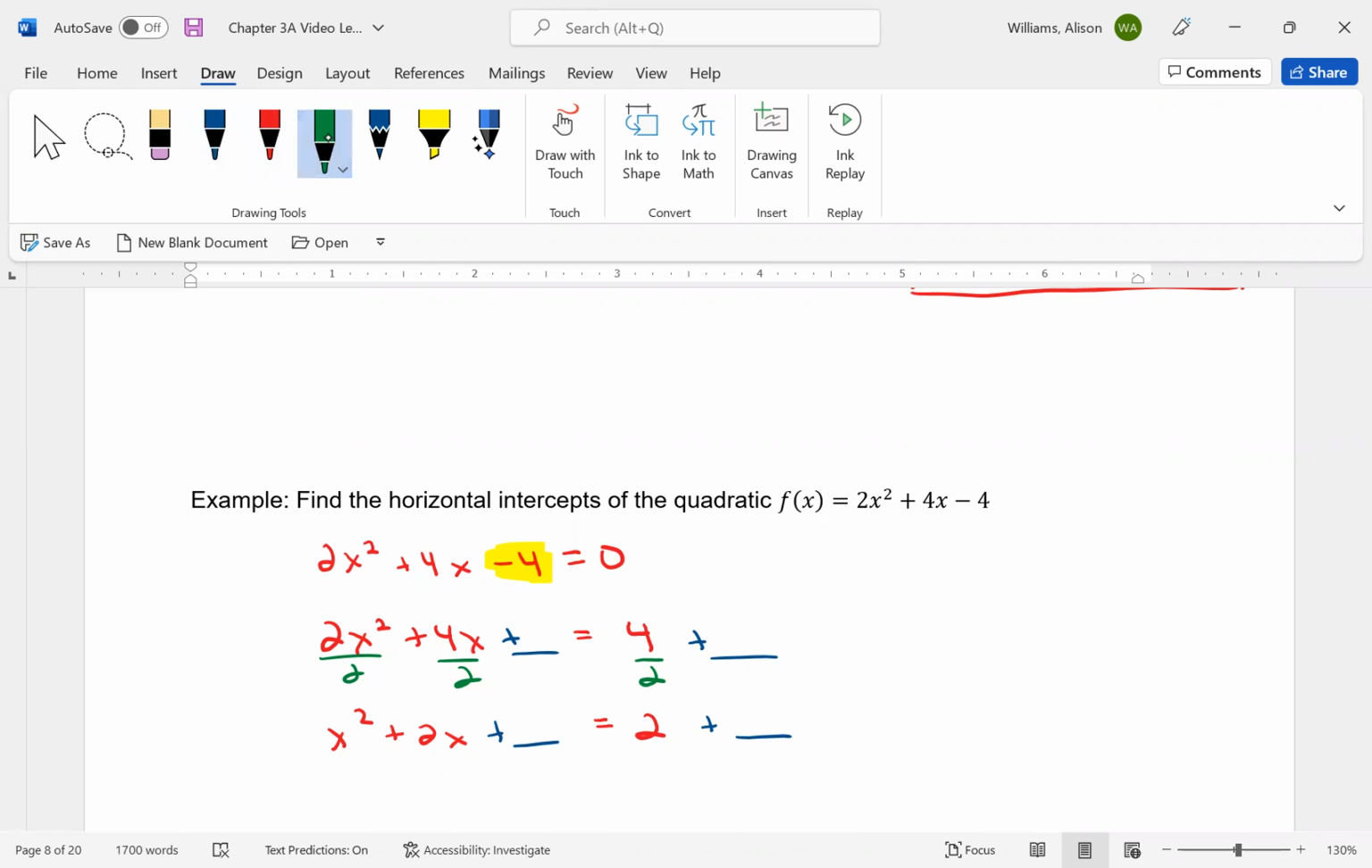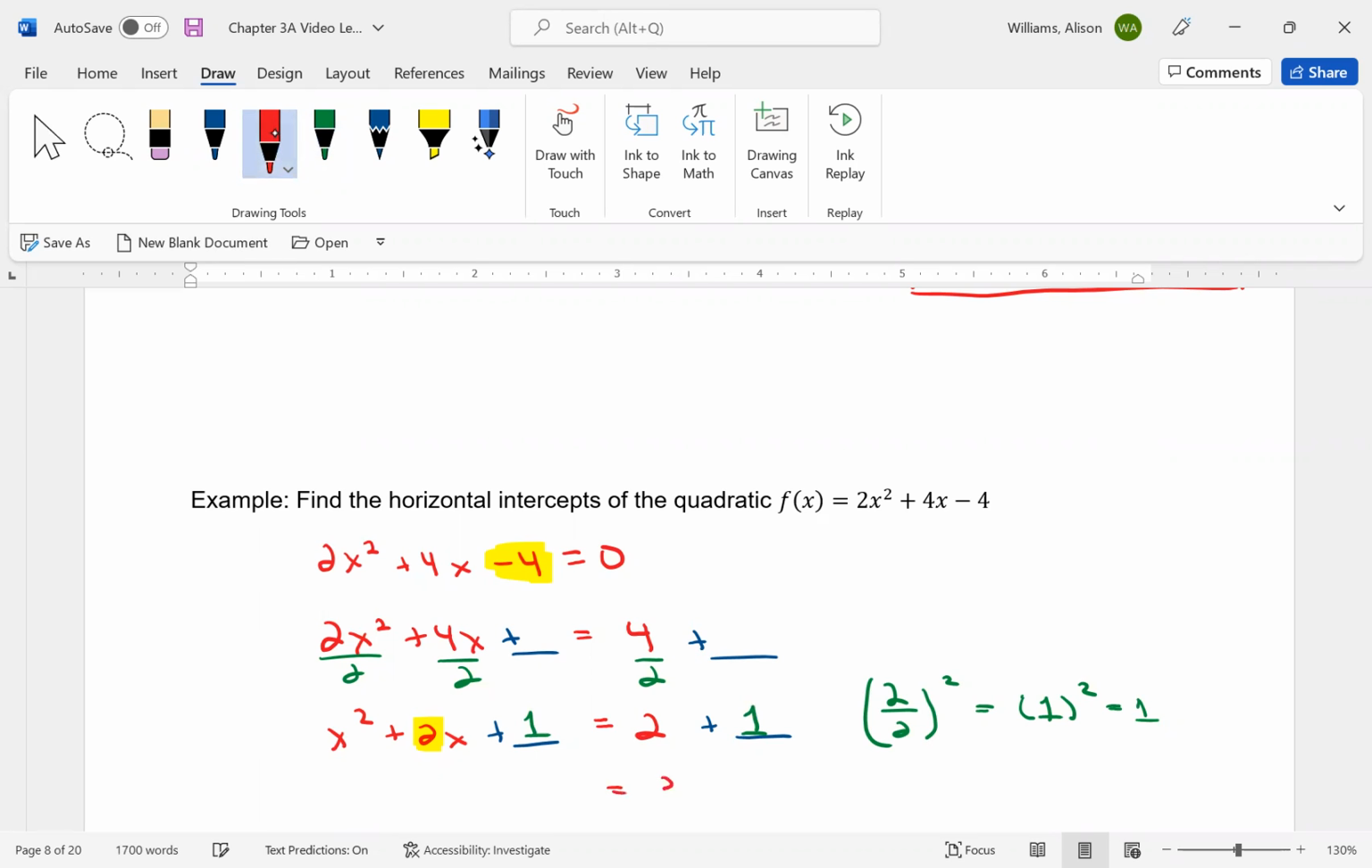So what I'm going to add to both sides is I'm going to take the b term down here, that 2, divide by 2, and square it. So that's 4. 4 squared is 16. No, sorry. Wow, that's a 1. Just kidding. 2 divided by 2 is 1. And 1 squared is 1. There we go. So I'm going to add 1 to both sides. Sorry, I didn't mean to confuse you right there.